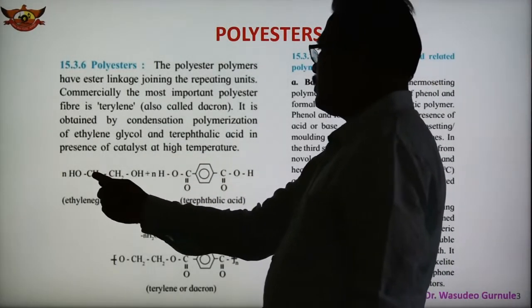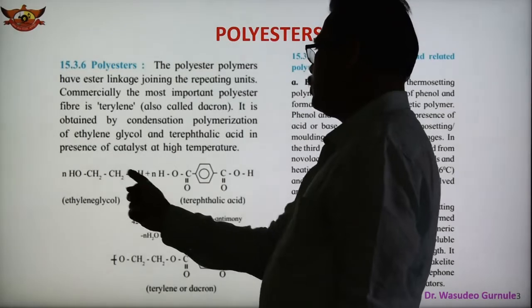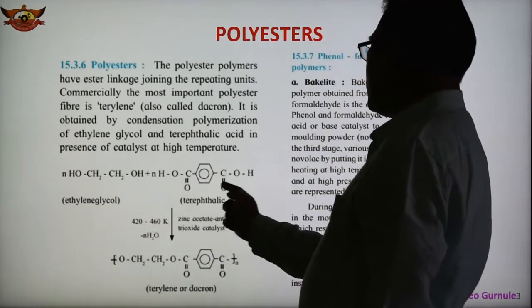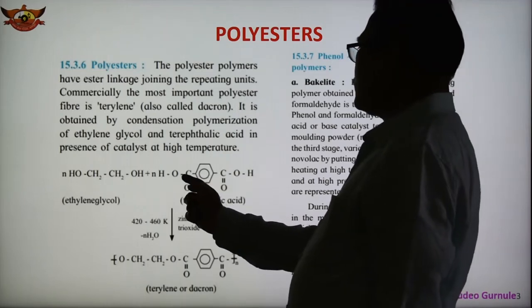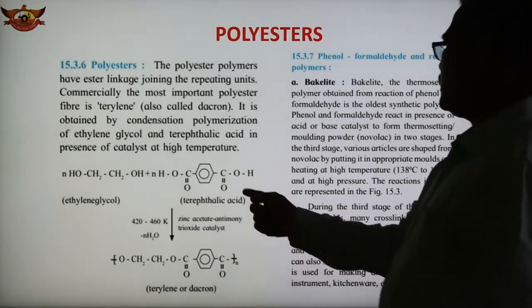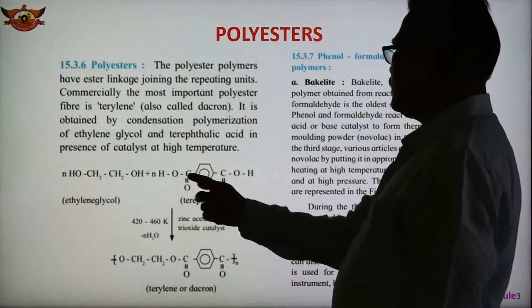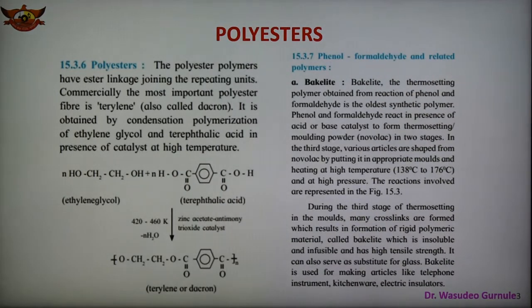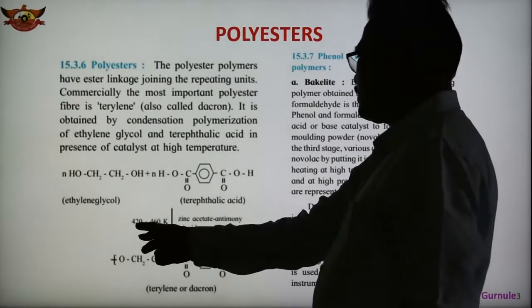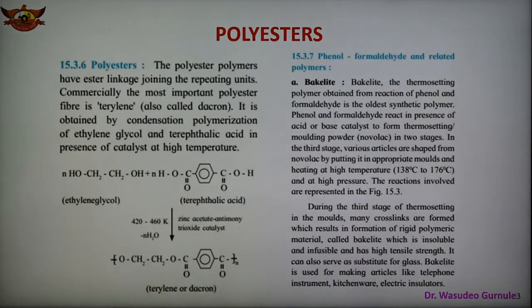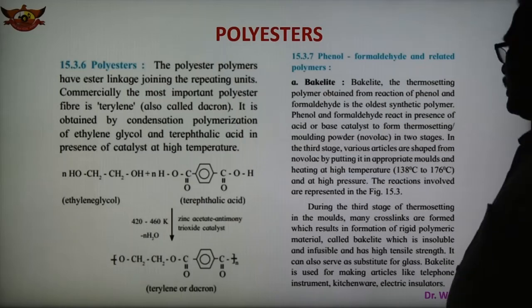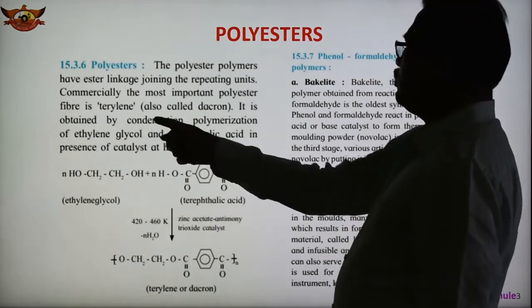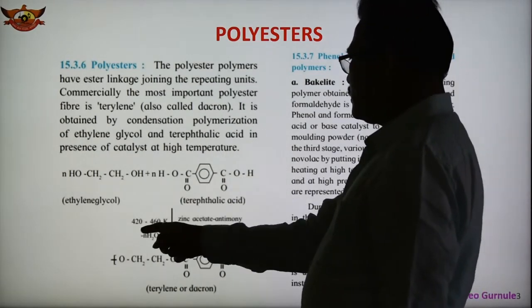So this is ethylene glycol, CH2 ethylene, two OH groups are there. And this is terephthalic acid. This is a COOH group, this is another COOH group, this is a dibasic acid. So terephthalic acid has a benzene ring. These two monomers undergo polymerization in the presence of a catalyst and at high temperature, 420 to 460 Kelvin. This polymerization is known as condensation polymerization, and there is a loss of water molecules.